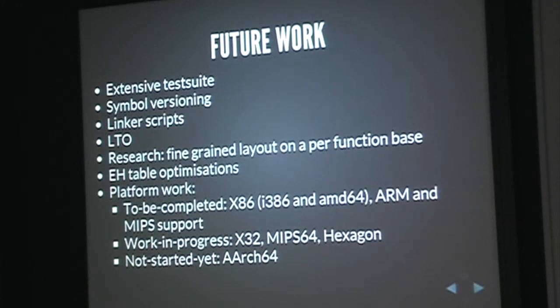I mentioned them already. Linker scripts are missing. For NetBSD, that means main kernel and rump. Link time optimizations are not supported either. For LLVM, that shouldn't be that difficult to fix, but no one cared yet enough. There's a research question of adding fine-grained layout. How does it affect code size and performance if you do the linking step basically on a per function base?